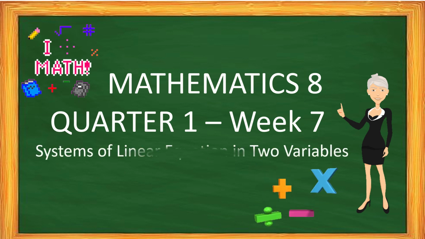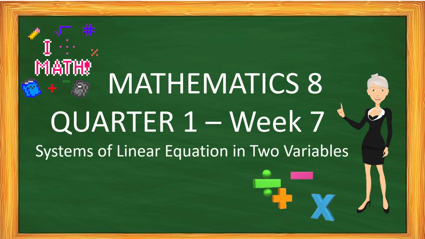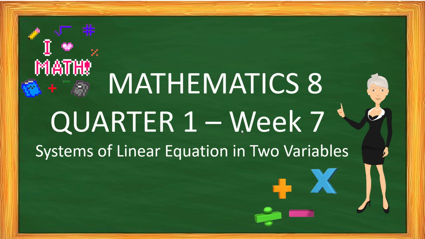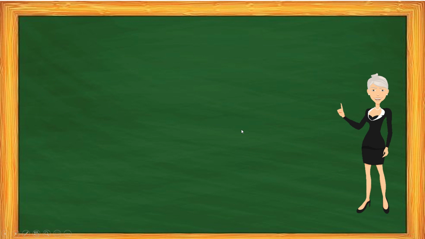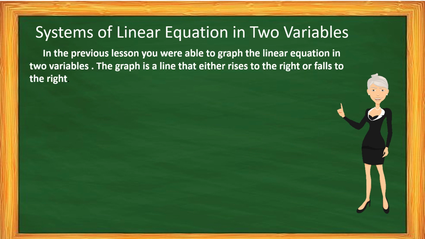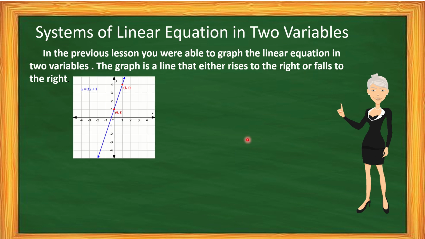The lesson for this week is systems of linear equations in two variables. So what is meant by systems of linear equations in two variables? In the past lesson, you were able to graph a linear equation in two variables. You learned that the graph of a linear equation is a line that either rises to the right or falls to the right.